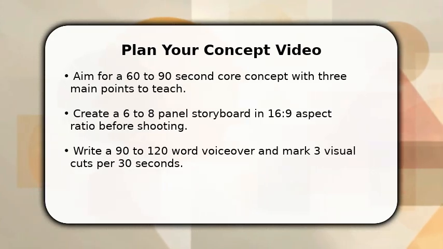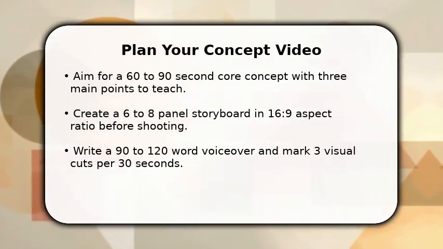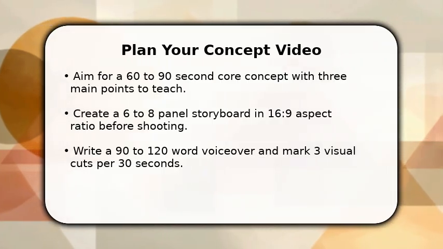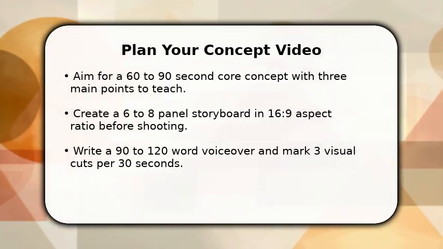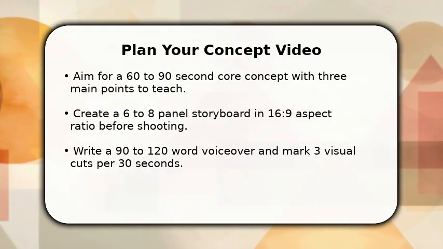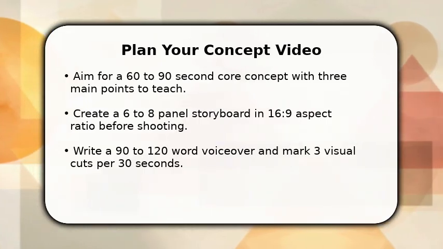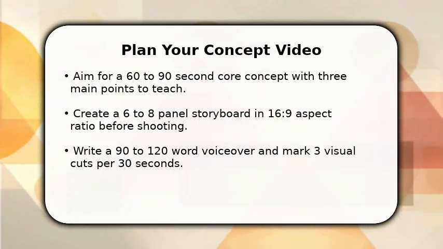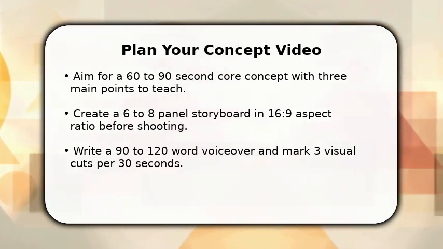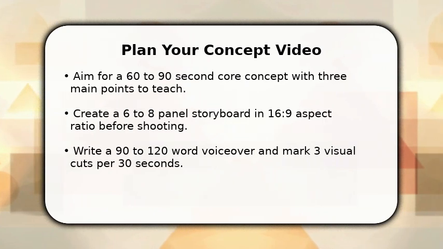Enjoy the video. Decide the learning objective and aim for a 60 to 90-second core concept that focuses on 3 main points to teach. Draft a 6 to 8 panel storyboard in 16:9 aspect ratio so shots match the voiceover and pacing. Write a 90 to 120 word voiceover and mark 3 visual cuts per 30 seconds to keep motion steady and comprehension high. Time each panel and note props, graphics, and motion so production moves efficiently and you preserve audience attention.